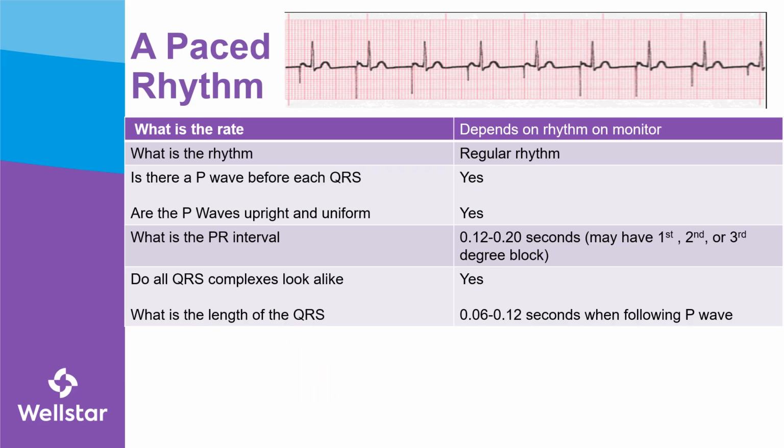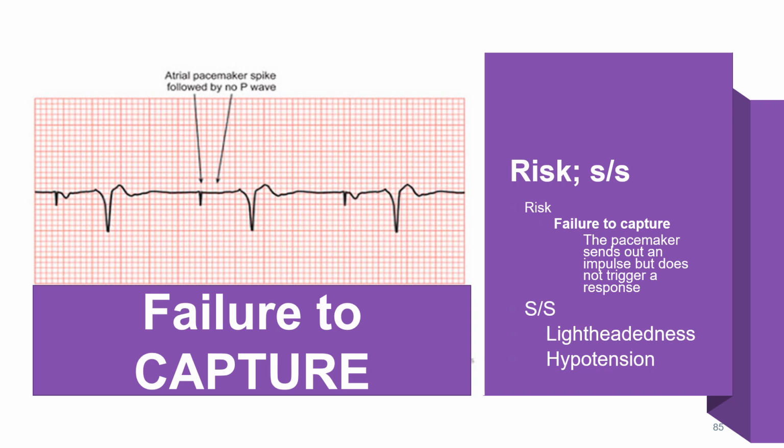An atrial paced rhythm. What is the rate? It depends on the rhythm on the monitor. What is the rhythm? Regular rhythm. Is there a P wave before each QRS complex? Yes. Are the P waves upright and uniform? Yes. What is the PR interval? It is between 0.12 and 0.2 seconds, may have a first, second, or third degree block. Do all QRS complexes look alike? Yes. And what is the length of the QRS? 0.06 to 0.12 seconds when following the P wave.